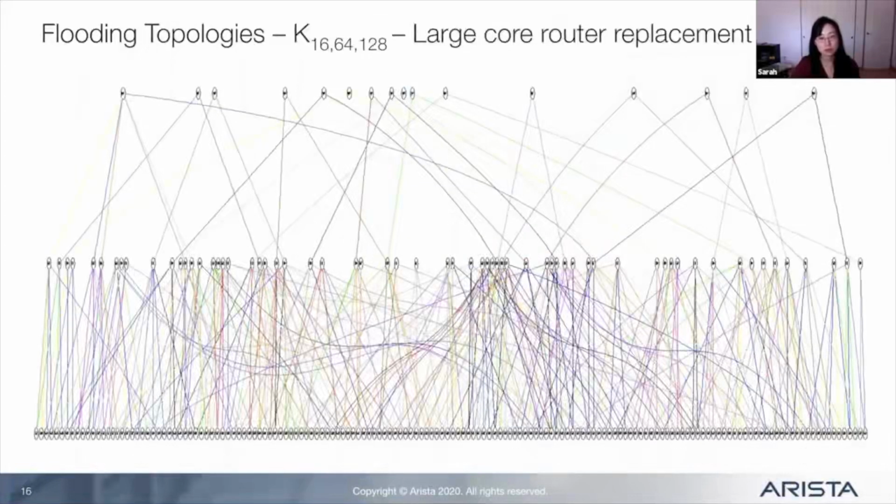This one shows a 3-tiered Clos topology with 16 spines and 16, 64, 108 in each tier. This can be a large core router replacement. We didn't put in the non-flooding data links, otherwise you would just see all black. But this is the flooding topology for this.